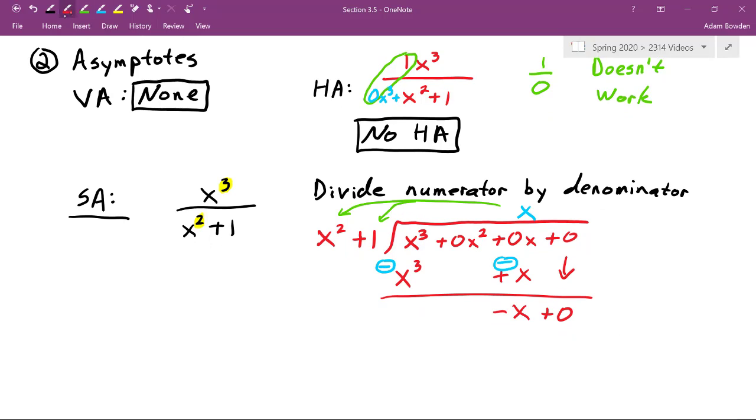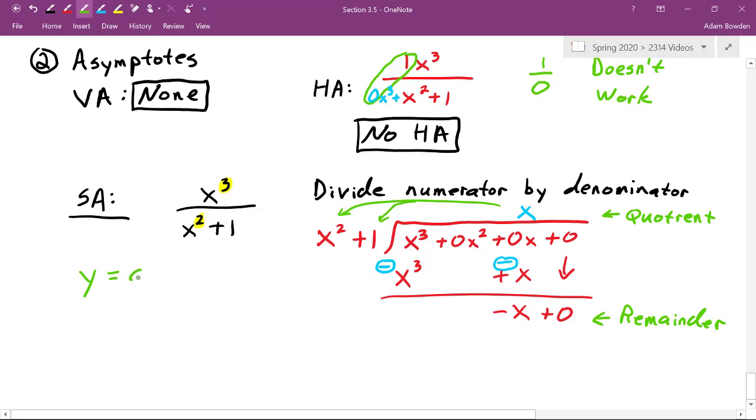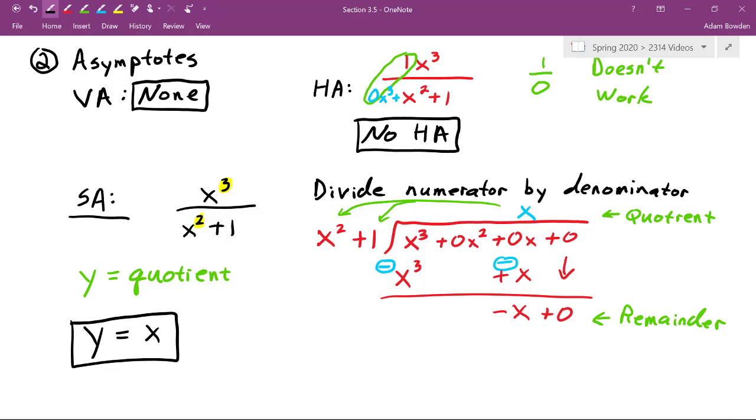So this is actually all the division that happens here. We just have an x. That's what we call the quotient. And this down here is what we call the remainder. So for the slant asymptote, y equals the quotient is the equation of the slant asymptote. So here the slant asymptote is y equals x. So now we figured out all our asymptote business that we have to do.